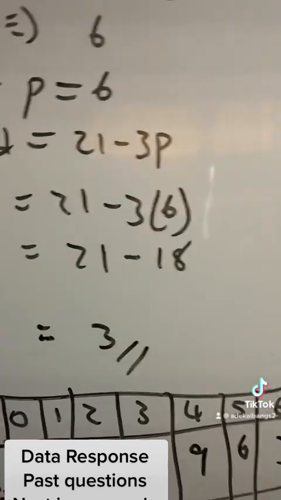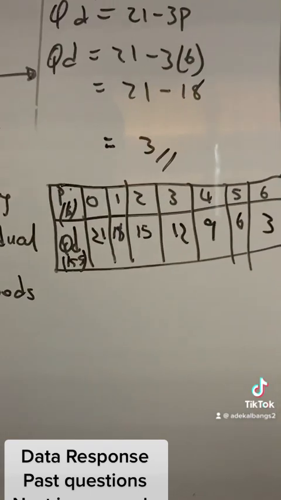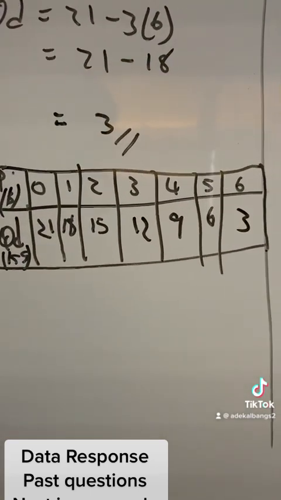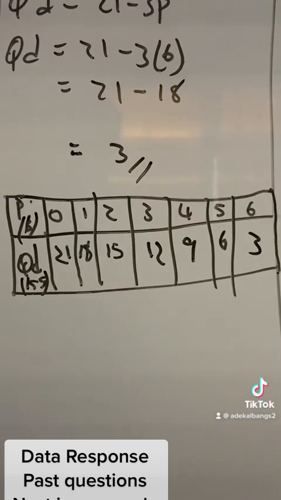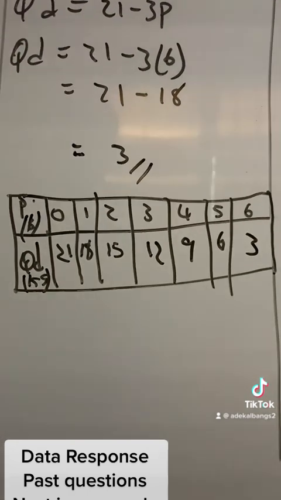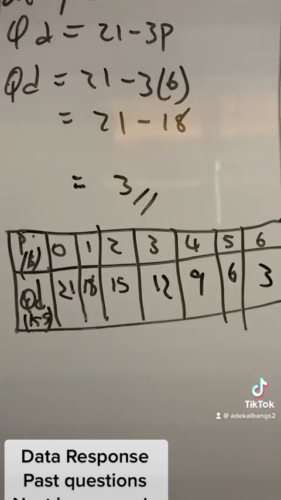And so it writes the table. Now we have completed the table. You see the table? This is the table. So you have to ensure that the table is completed. Put all of the values you got for quantity demanded inside the table. Next part now is what?